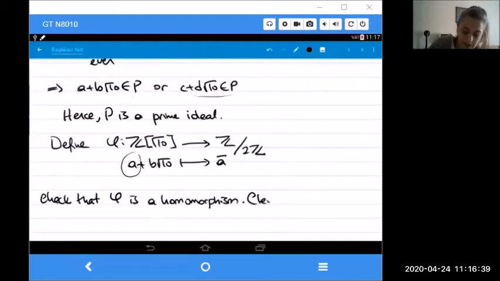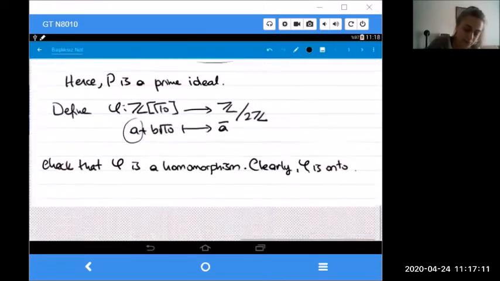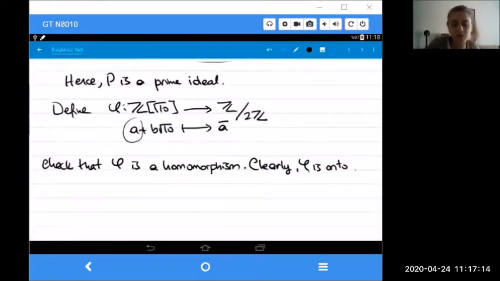And clearly it is surjective because we have only 2 elements in Z2. Is it surjective? Yeah, it is surjective. Of course, we have even and odd coefficients for A. For even coefficients, we have 0. For odd coefficients, we have 1. So it is onto. Yes.